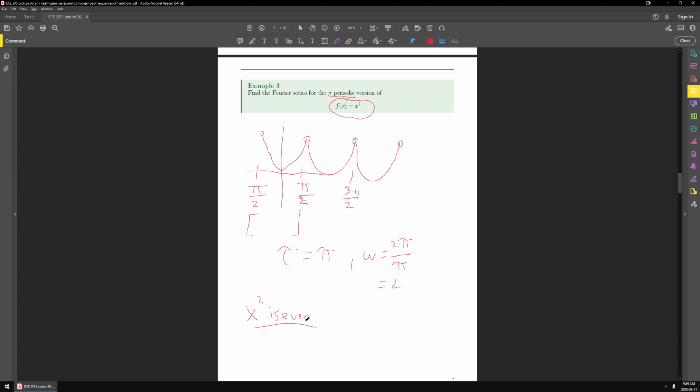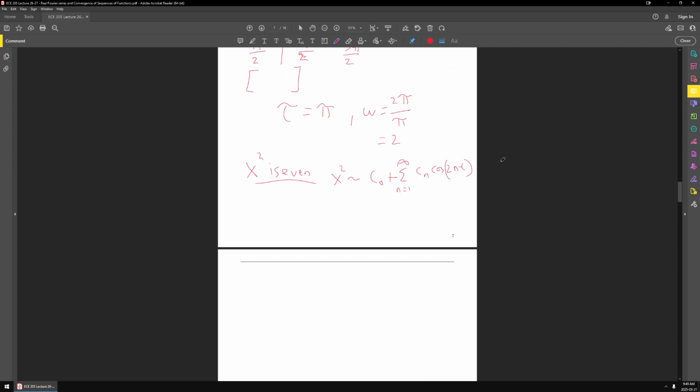Since x squared is even, the previous results that we talked about in the last class say that the Fourier series, well, define the squiggly equals soon, is going to be C0 plus the sum from n equals 1 to infinity of Cn cos(omega n t), so cos(2nt). And here, to find these coefficients, we had the formula that we derived last lecture.